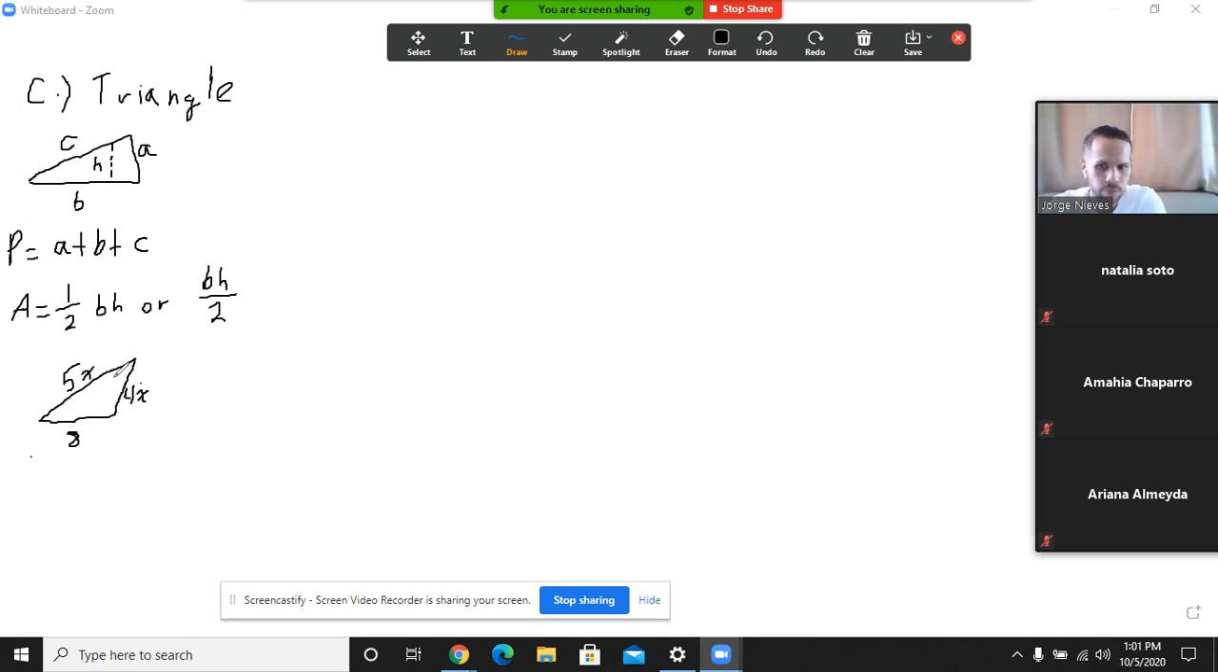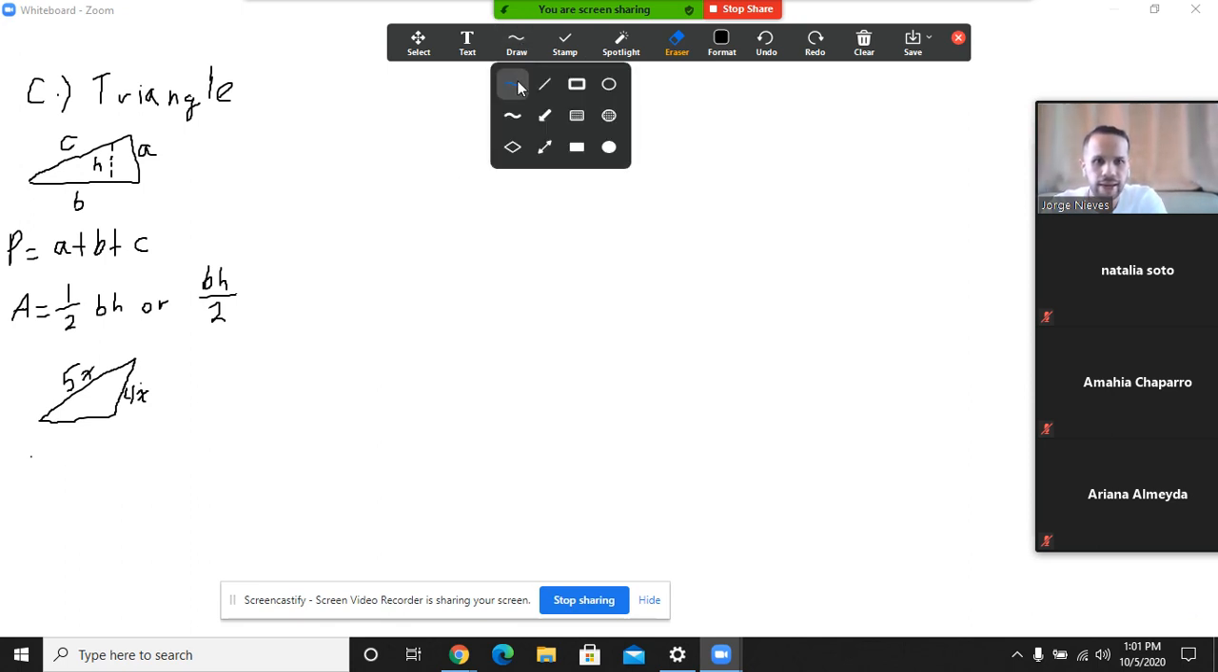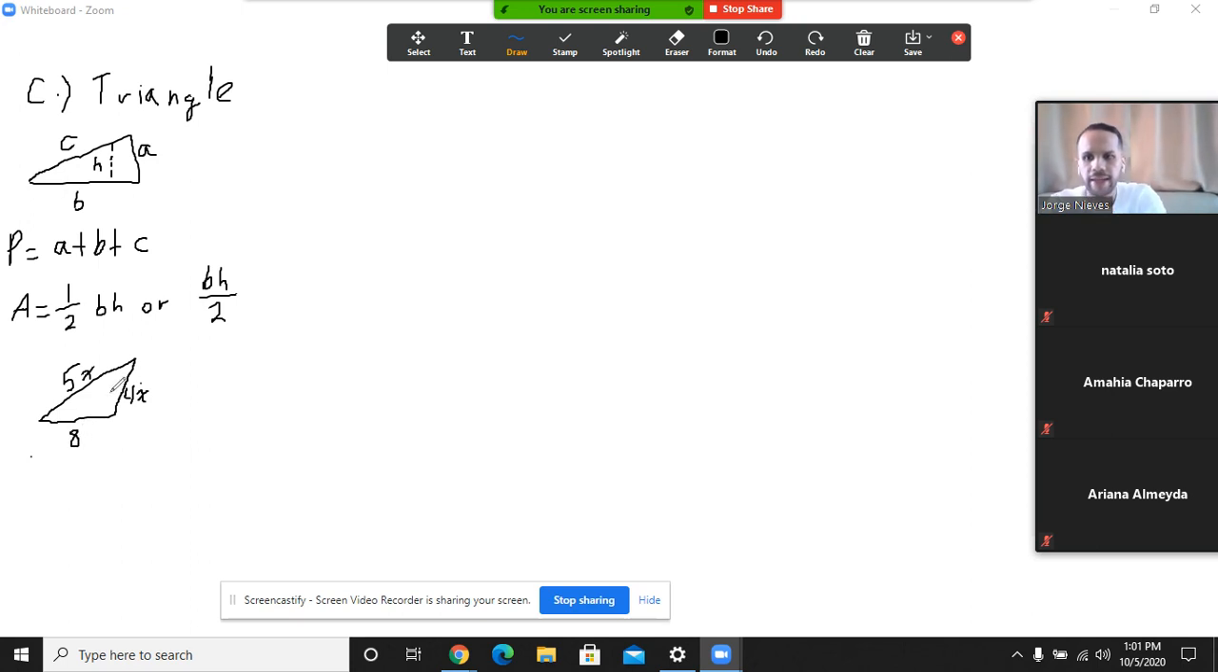Sí, dame arreglarlo. Sí, mala mía. Yes, it's an 8. Es un 8, sí. Mala mía. It's an 8. Okay? And it has a height. Este triángulo tiene una altura. I'm going to give you the height also. It has a height of 3x.